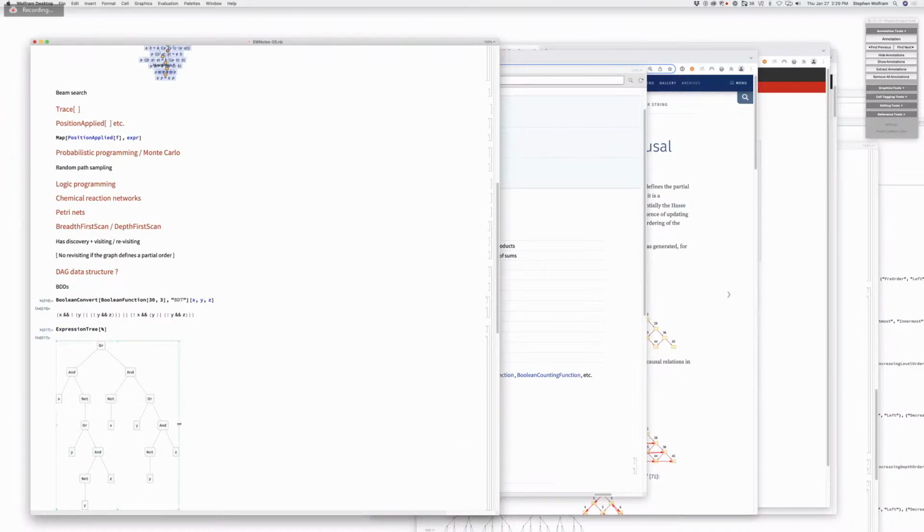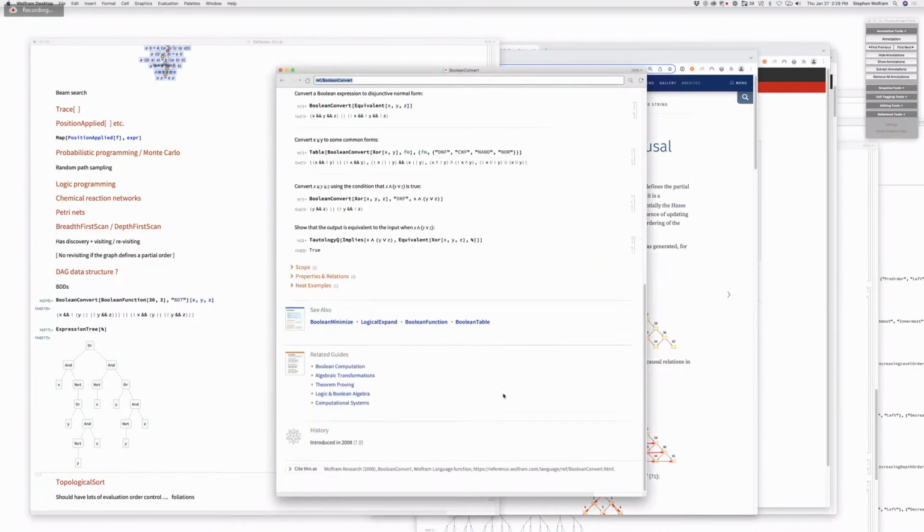Yeah. Oh, is that deeper than a DNF? Yes. Yeah, because it's a Boolean decision tree and not some disjunctive or conjunctive normal form. I didn't know we could do these. How long have we been able to do these? Well, look at the date it was introduced. 2008.